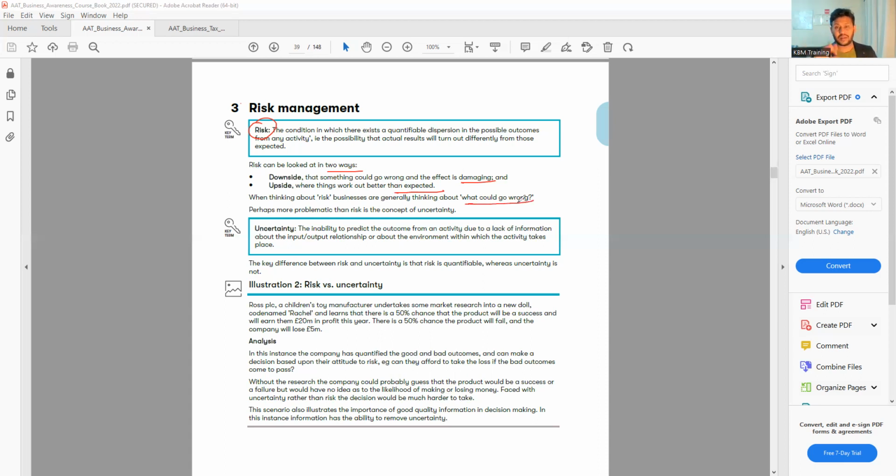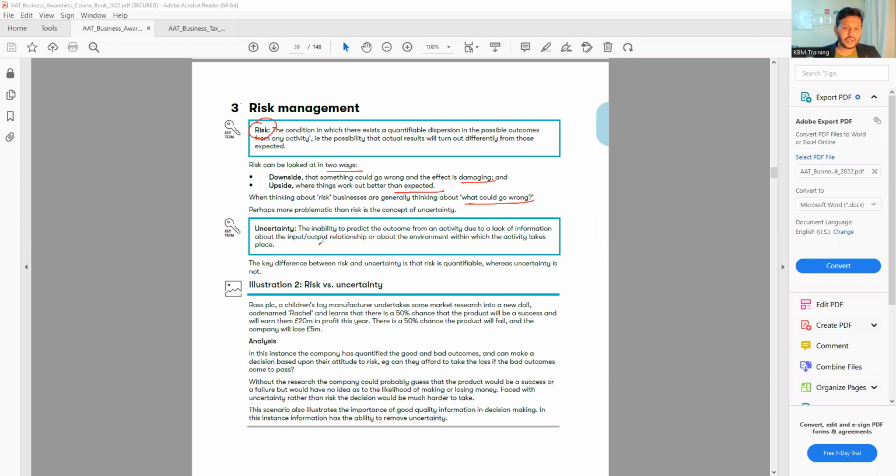When thinking about risk, businesses are generally thinking about what could go wrong. So they look at risk factors, like what happens if there is a breakdown of machinery. So we have a factory, what happens if suddenly one factory stops working? What happens if suddenly there are no people to work? So this is the factor they consider, so that they can fulfill the requirements to reduce the risk.